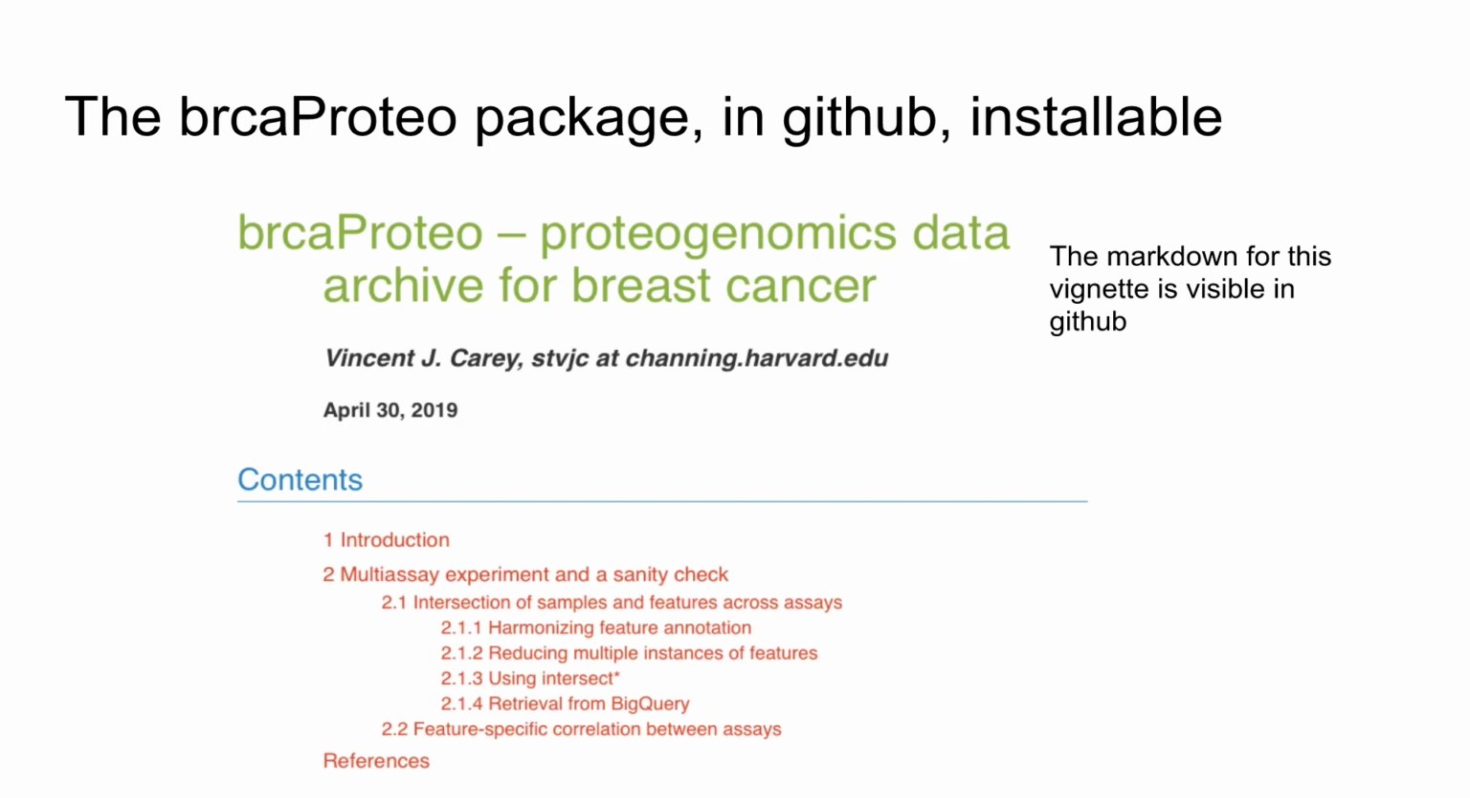So this is what a vignette looks like. So once I've compiled the vignette using render on the R Markdown file, I can mark it up so that I have a nice hyperlinked table of contents. And this proteogenomics data archive has an introduction, a multi-assay experiment definition, and then a sanity check. So let's get into some of that.